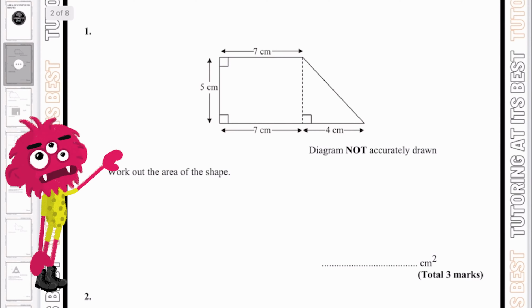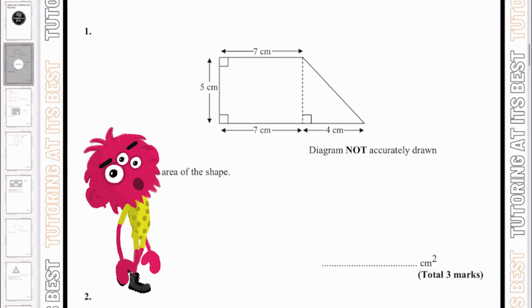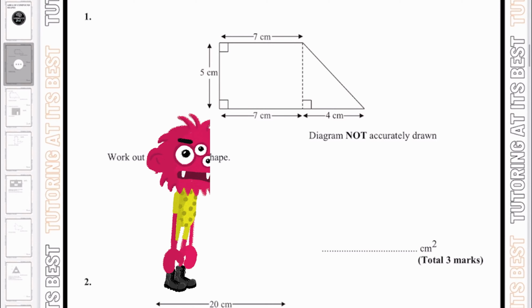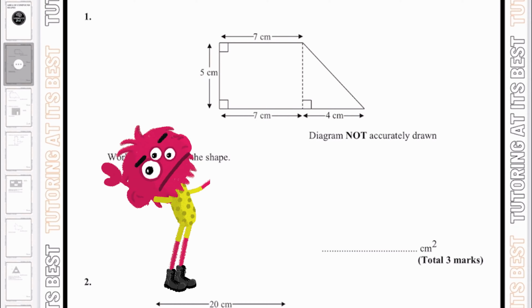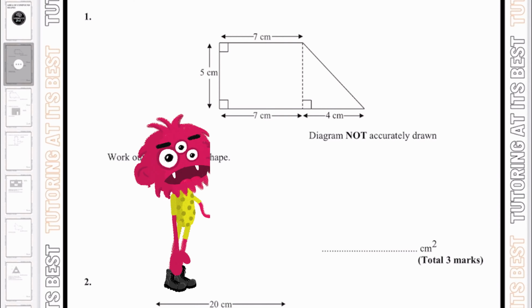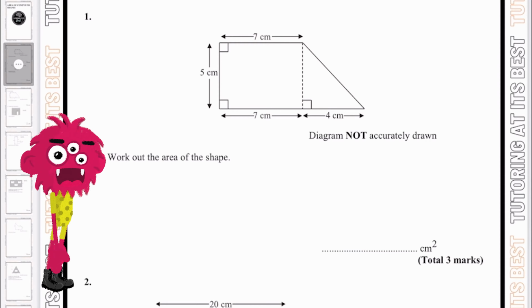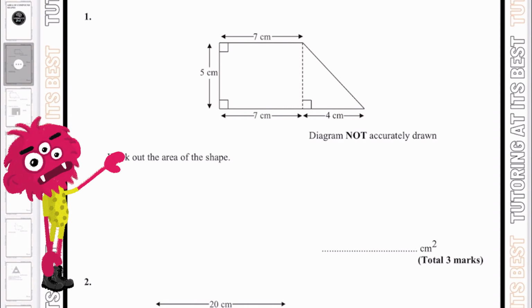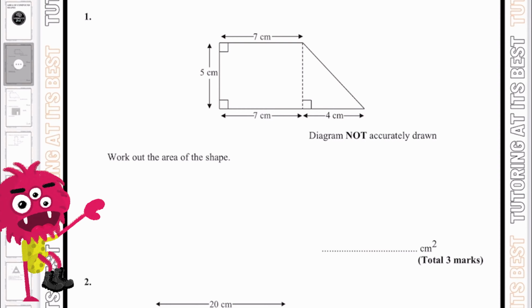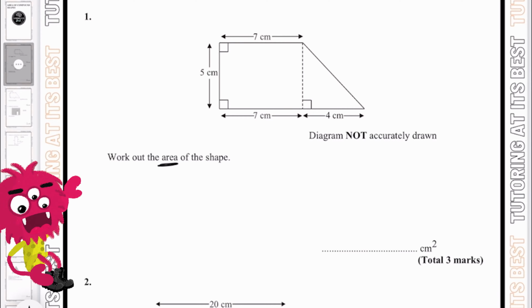So what are area of compound shapes? Well, let's take a look at an example here. In question number 1, it's given us a rectangle and a triangle. This is a prime example of a compound shape. The word compound means more than one. As you can see, we've put two shapes together to form this compound shape, and now it's asking us to work out the area. So let's see what we have to do here.